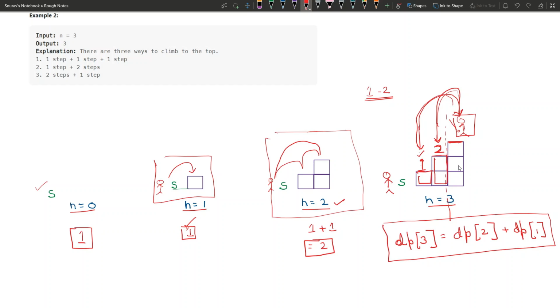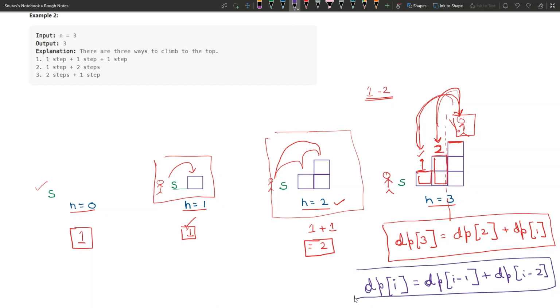Okay, now let's try to generalize this formula. Let's say we want to calculate the number of ways to reach the ith step. The number of ways to reach any ith step is the number of ways to reach the i minus 1, that is the previous step, plus the number of ways to reach i minus 2. Okay, so this is the formula we have derived to solve this problem.